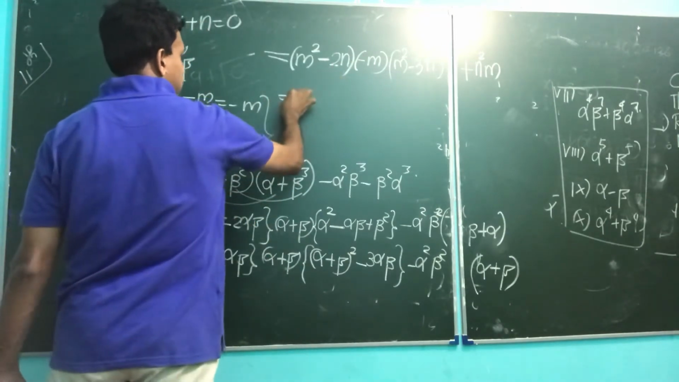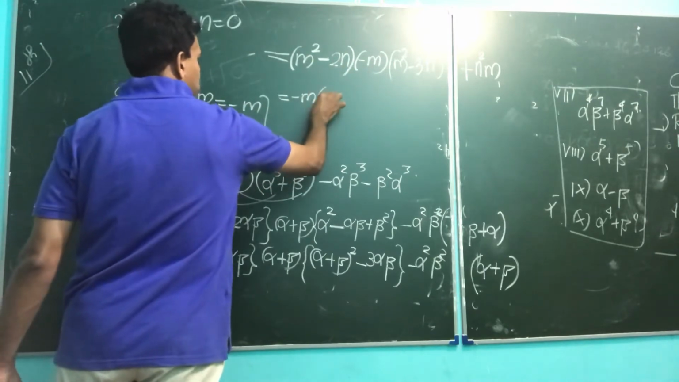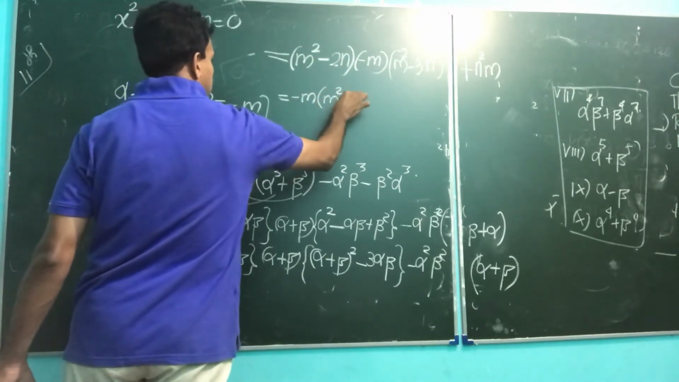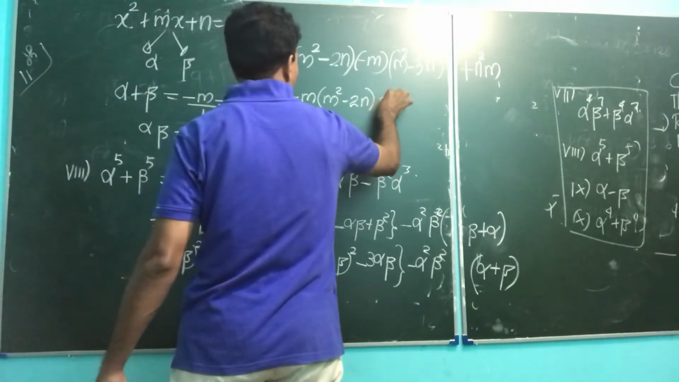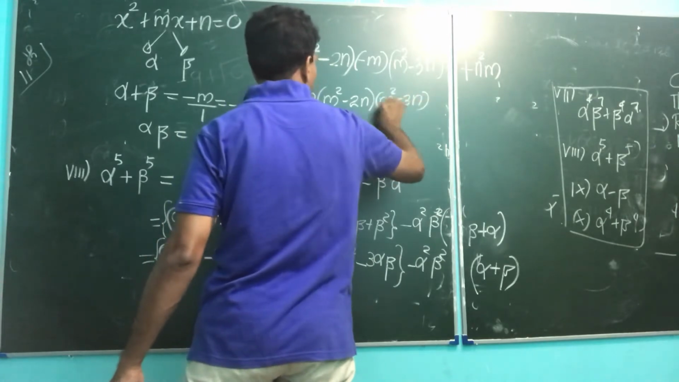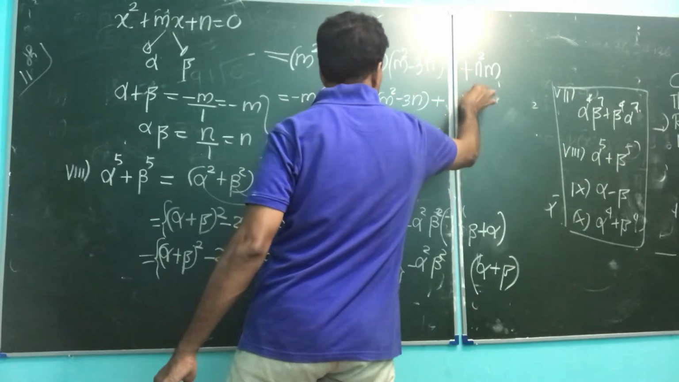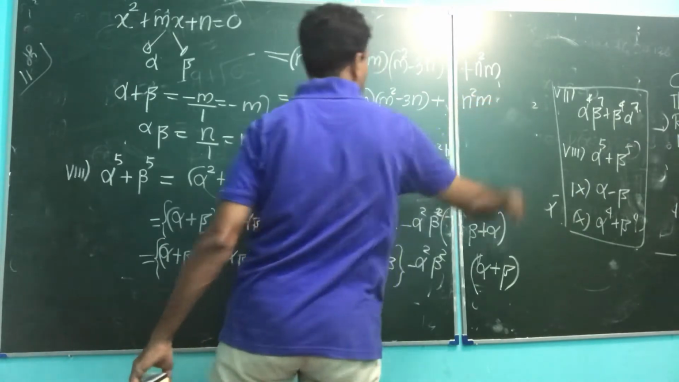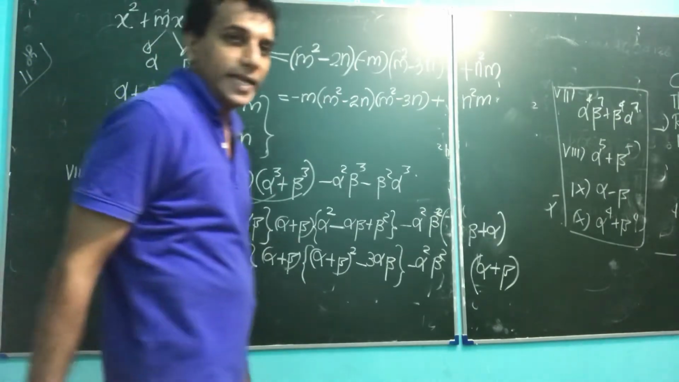I take the minus m in front, right? Minus m I take in front, and m square minus 2n. Next one, m square. Is it okay? Check it. You try it. Let's say I stopped this morning. I give you time to work with your own knowledge. Whatever you try, that's the answer of problem number 8, right?